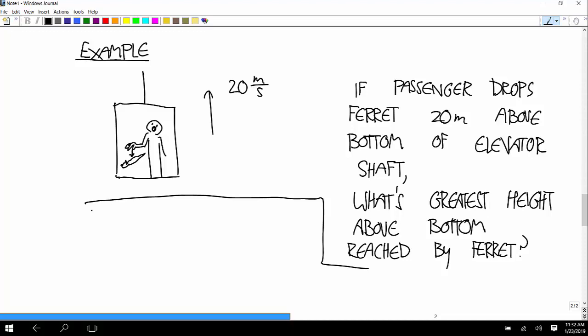The floor of the elevator might interrupt that flight before it turns around. We'll find out about that. We'll just assume that the elevator's tall enough that he'll get to the highest point. And to this man, by the way, it'll look like the ferret just falls right down to the floor of the elevator. But to somebody watching it, it's going to launch way up into the air and then fall back down. Okay, so let's calculate this.